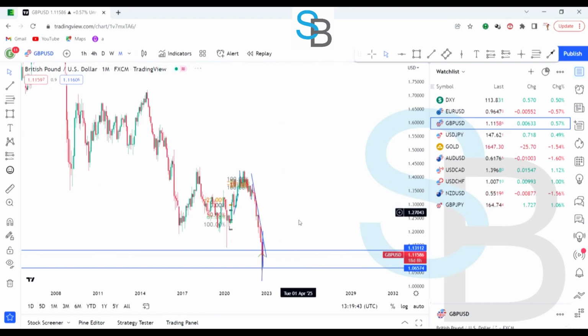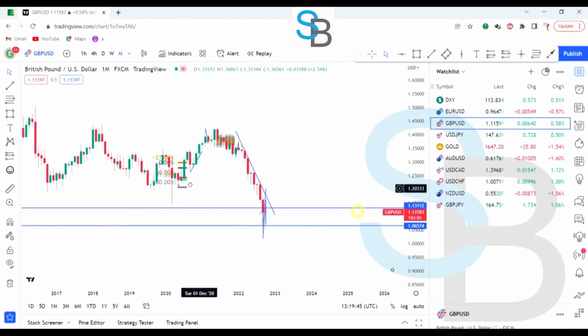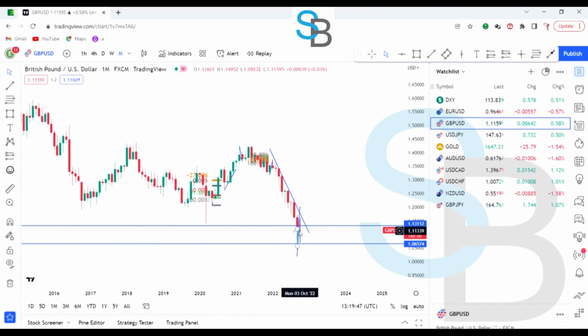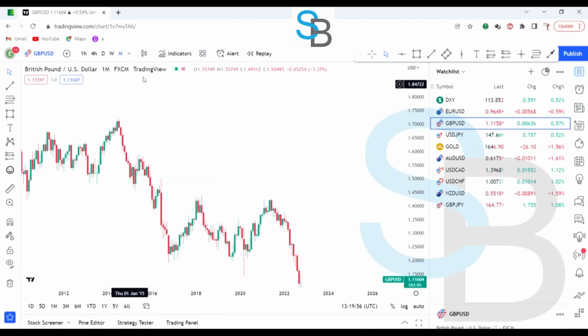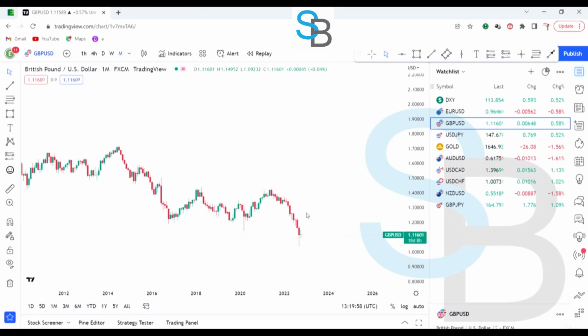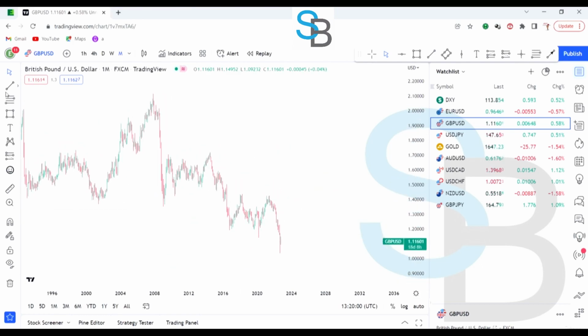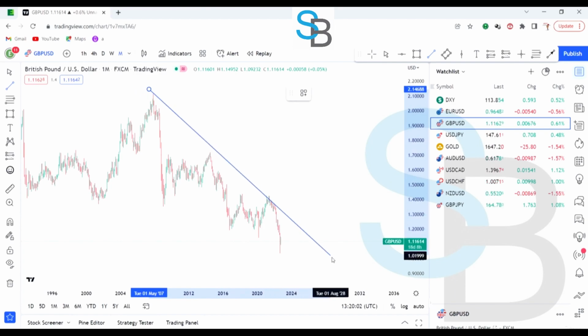If you come on the monthly, we can see a clear downtrend. Let me just delete all the drawings, remove drawings, right? So from the monthly, we can see that there has been a clear downtrend.